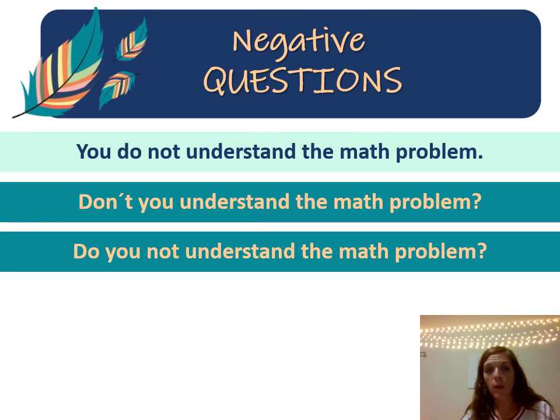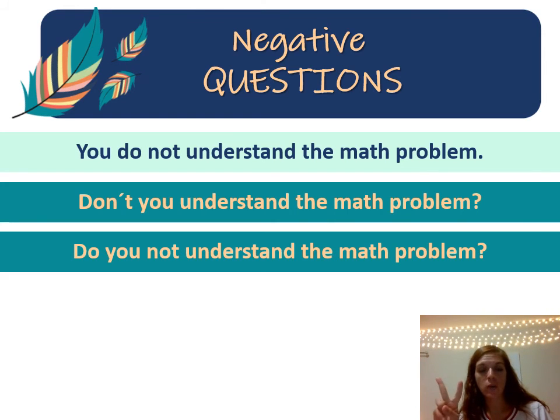Look at the first one. You don't understand the math problem. You do not understand the math problem. That's where you put it back to the inversion for a sentence, and it makes sense. So you probably did your question just fine. Just make sure that you remember you can do it with a contraction and with a do not.